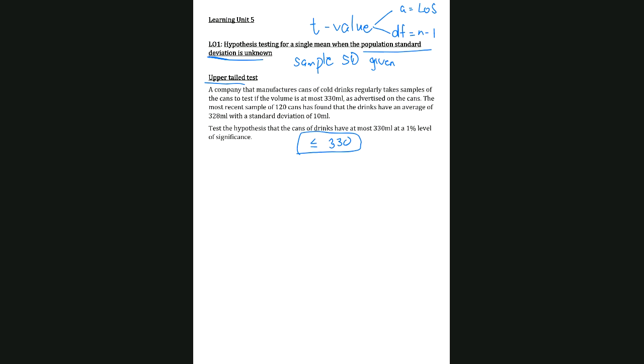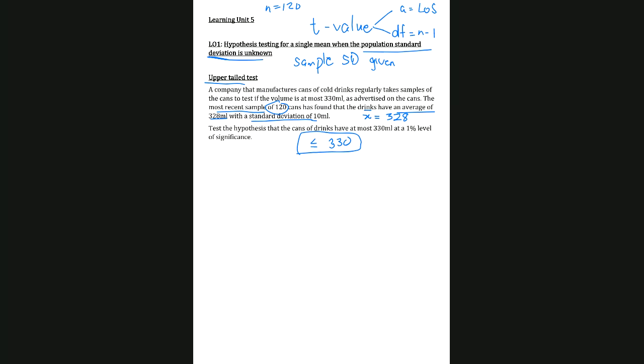And then they say to you the most recent sample of 120 cans, so n is equal to 120, and it found that there was an average of 328 ml, which is then our sample mean, so 328, and there was a standard deviation of 10 ml. So they haven't specified here that it is a population standard deviation. And if they don't specifically include in words that it is a population standard deviation, we make the assumption that it would be a sample standard deviation.